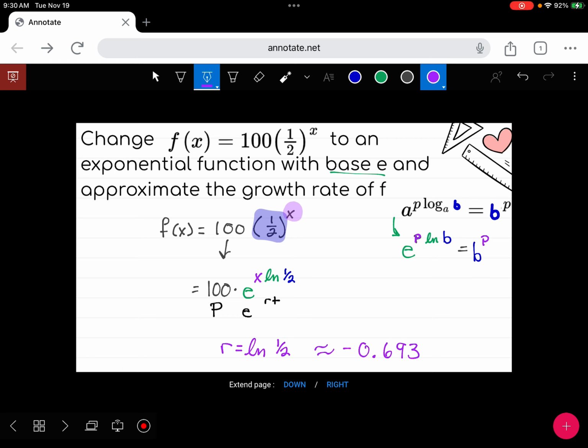I know these ones are awkward and weird. It's mostly using this property over here, which, if it helps, switch it to be base e and just have another version of it here. Totally fine.